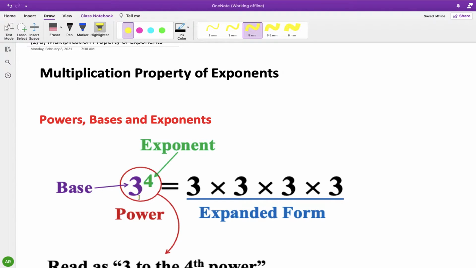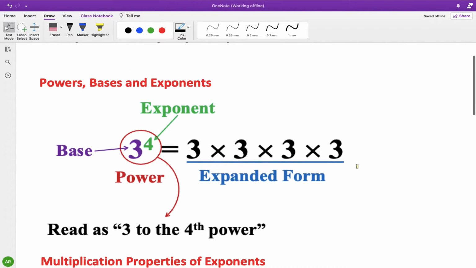So right here we have 3 to the 4th power. Now if you expand that out, what that really means is 3 times 3 times 3 times 3. So that's really all a power is, a way of simplifying expanded form. There are also some cool tricks we can do with it, which makes math a lot easier.